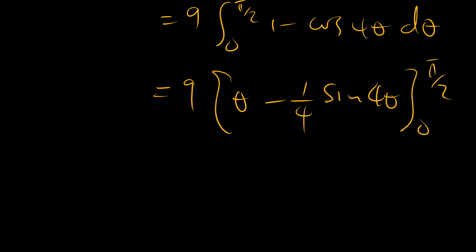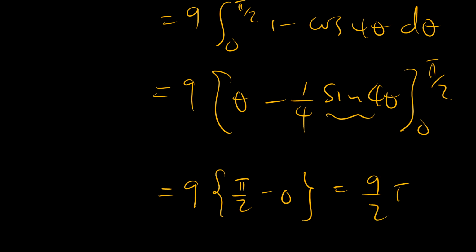Okay, so I will see very quickly that this goes to 0 at both the upper and lower limits, so we have 9 times pi over 2 minus 0, which is equal to 9 over 2 pi. And that is our answer.